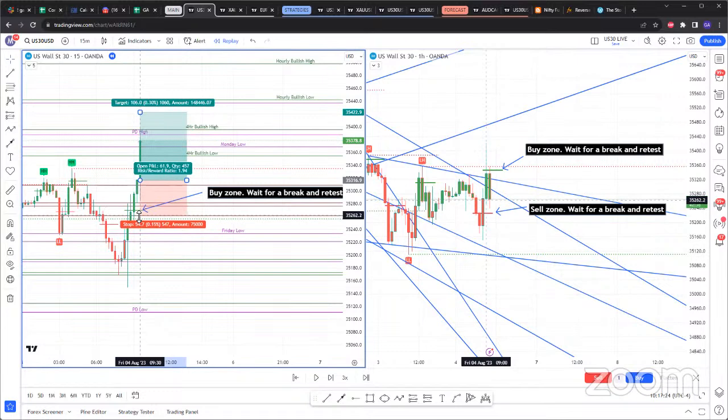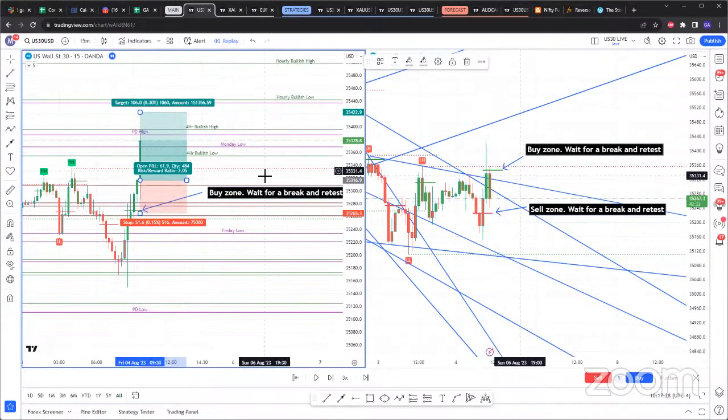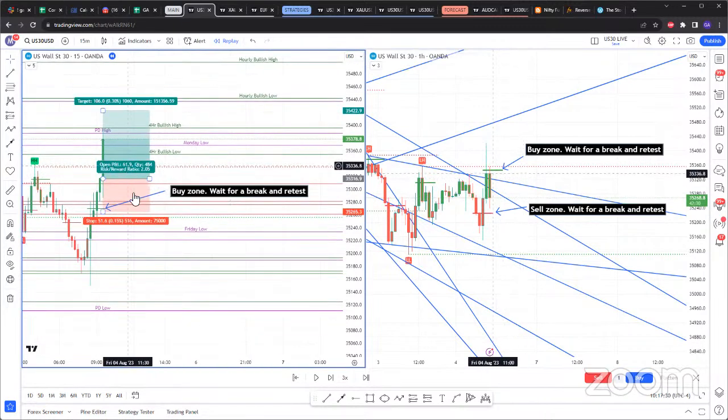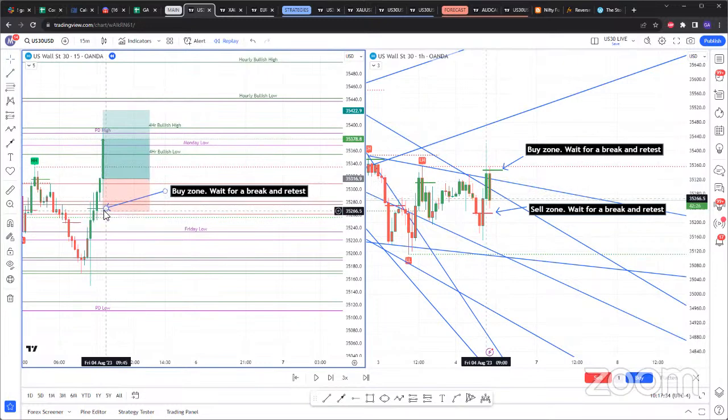So this would have been the entry if I was trading it on the 15-minute time frame, which I did not enter on the 15-minute. That would have been the entry. So you could see that wick down. So this is why, right?